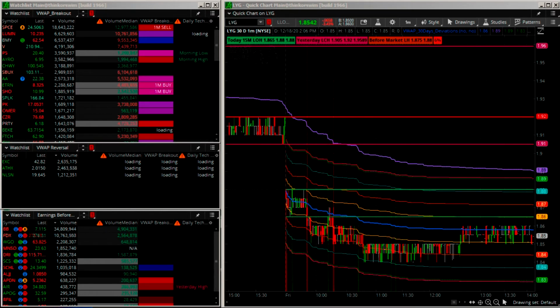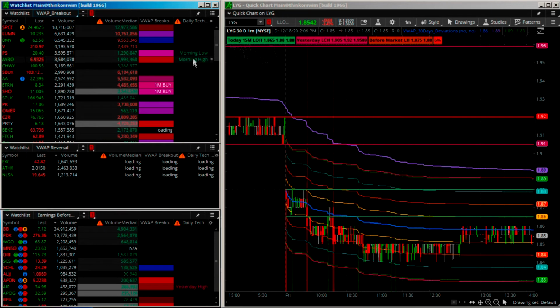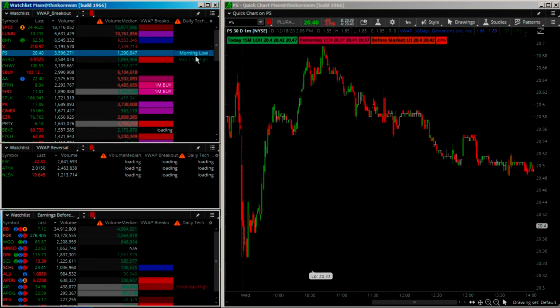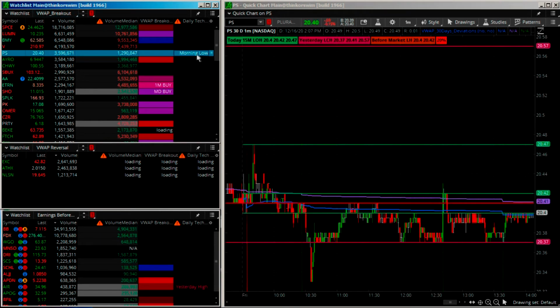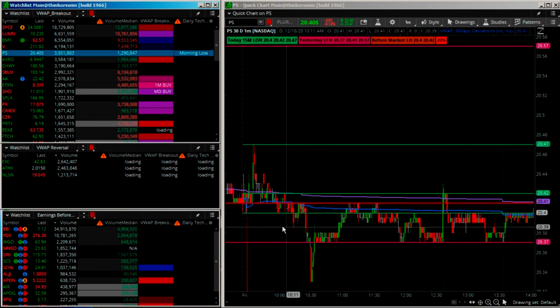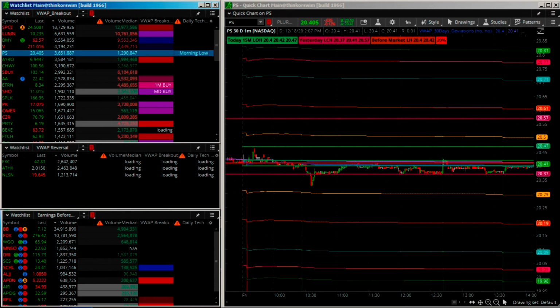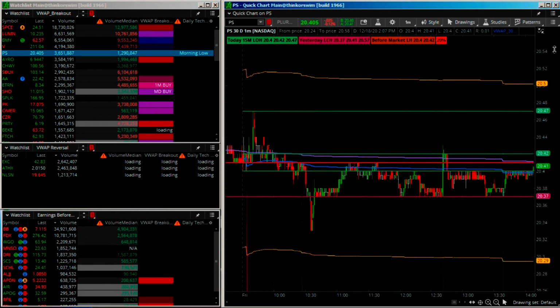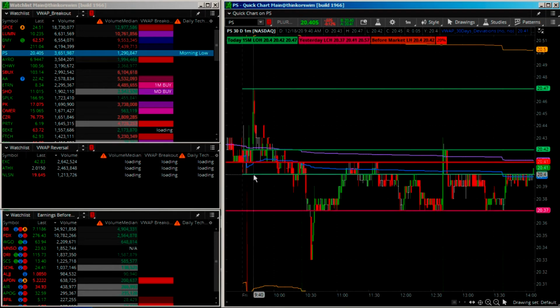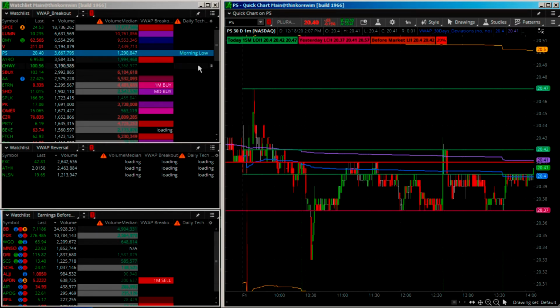It will be populated. As you can see over here, we have some daily technicals. So PS is crossing the morning lows and has recently crossed VWAP also. On the chart we see the morning lows, which is this green line over here. I'm going to zoom in a little bit. We see the price just crossed that one and VWAP. So this column is good to see as well.